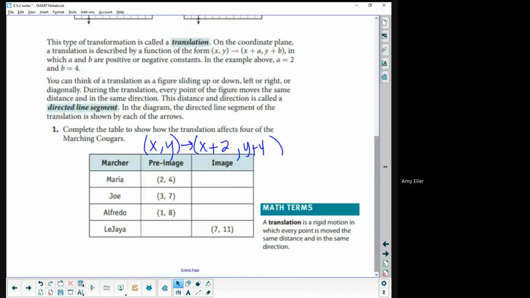Complete the table to show how the translation affects the 4 marching Cougars. So we have Maria at 2-4. Let's do the function. So we're going to take our x and add 2. It says take your y and add 4. So very basic. Joe is currently at 3-7. Follow the function or rule and write down his new position, and then fill out the rest of that table.